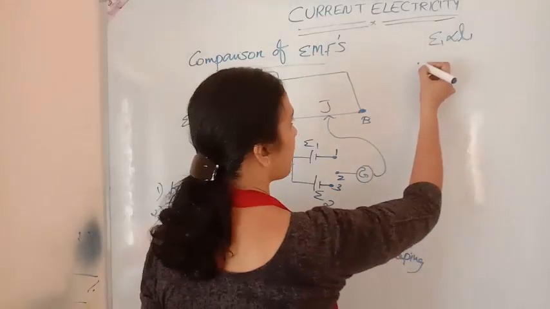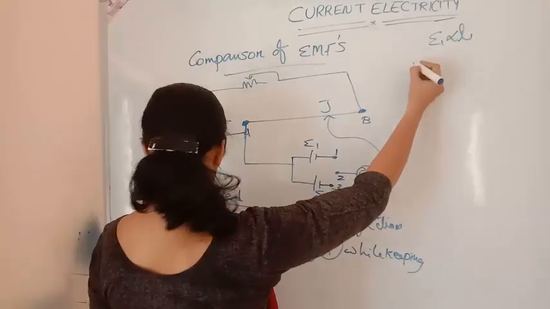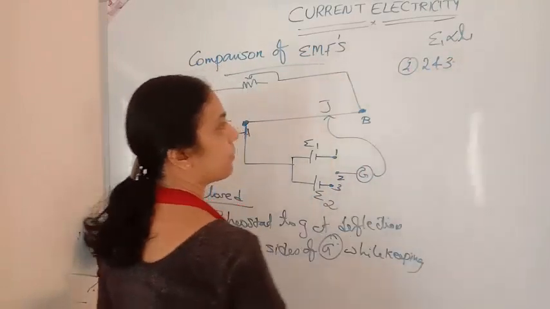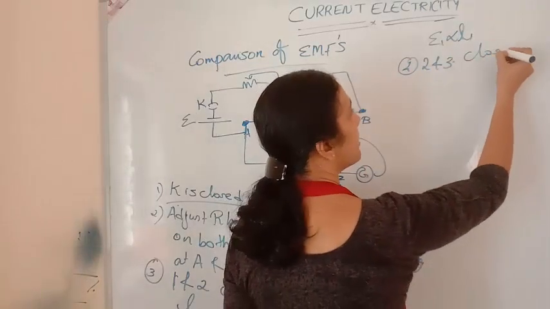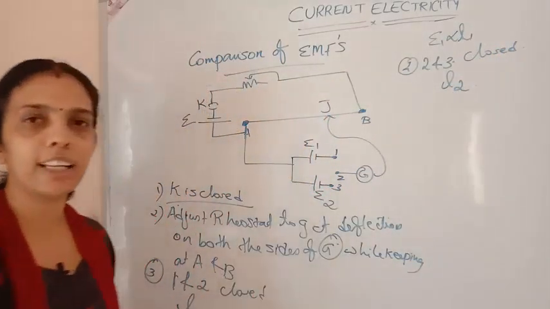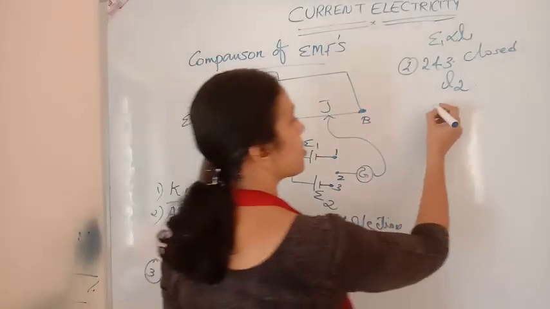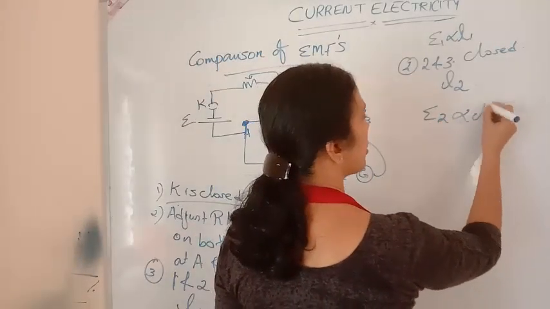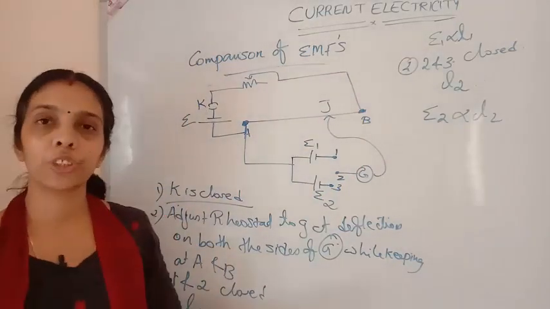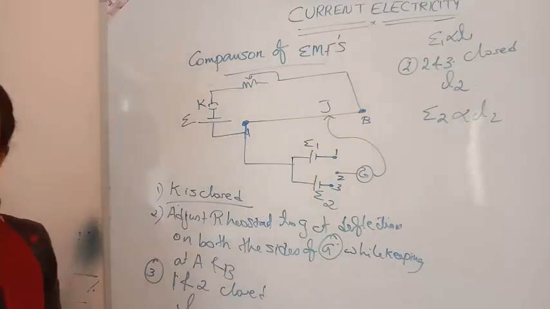Next, without changing the rheostat, we again close 2 and 3. There we again find the value of the balancing length L2. In that position also, E2 will be proportional to L2. The EMF will be proportional to the L2 value.